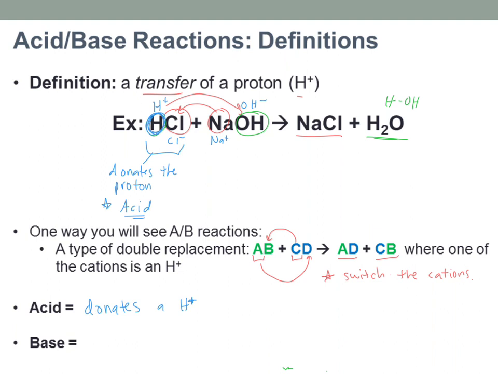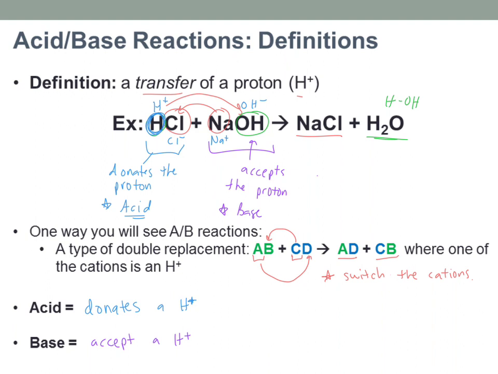Versus the base is just the thing that accepts that proton. So bases accept, they pick up a proton. So if you look at this thing over on the right hand, it's the hydroxide. That's where the proton ended up. So it's the OH, the hydroxide, that accepts the proton, making it the base. And of course, in acid-base reactions, you're always going to have an acid and you're always going to have a base. One thing needs to donate the proton, one thing needs to accept the proton. And again, most of your examples are going to be these double replacements.